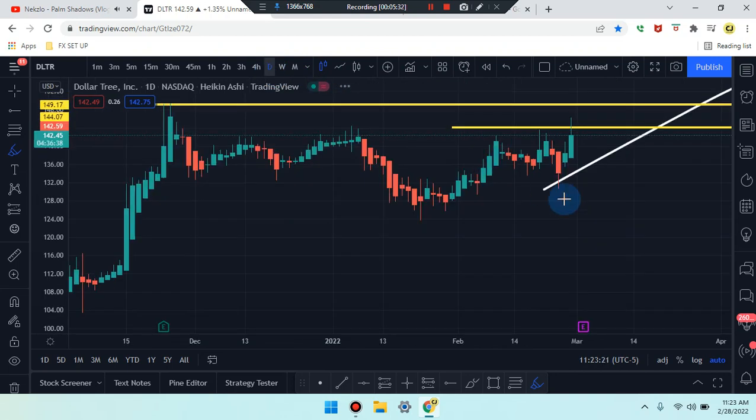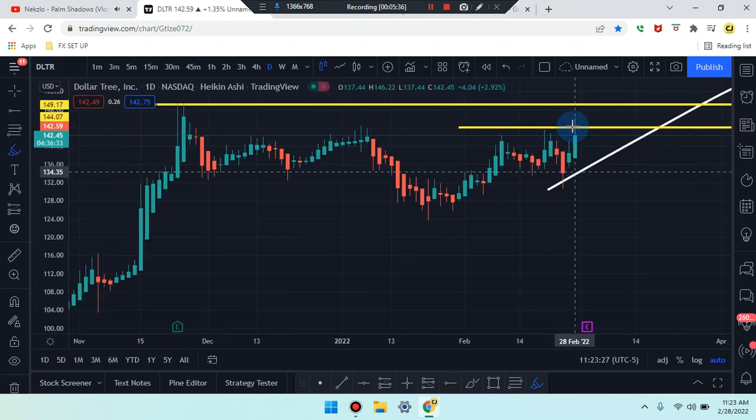Headed down to the daily time frame, and what do we see? Price action.